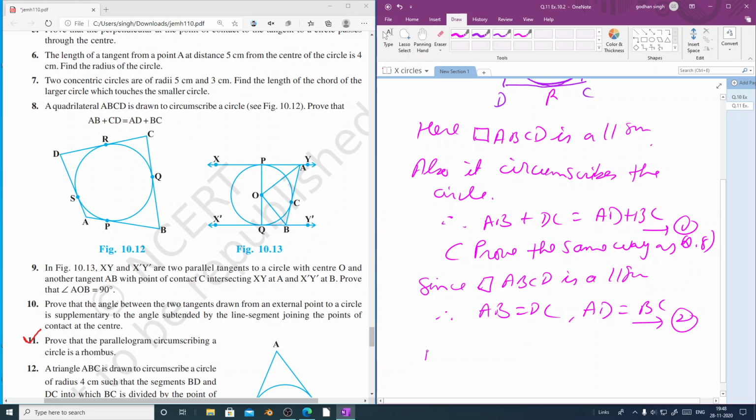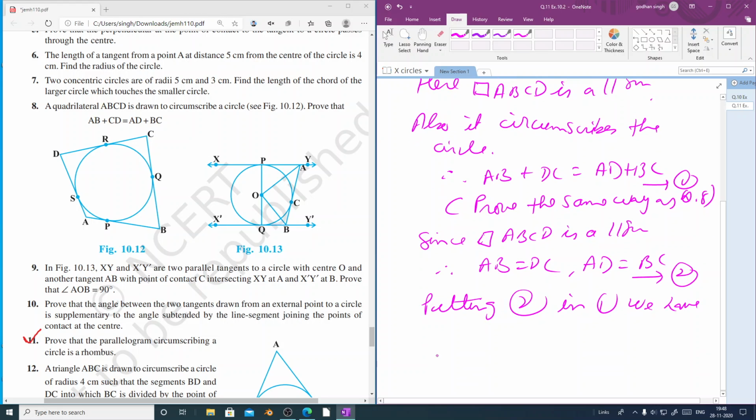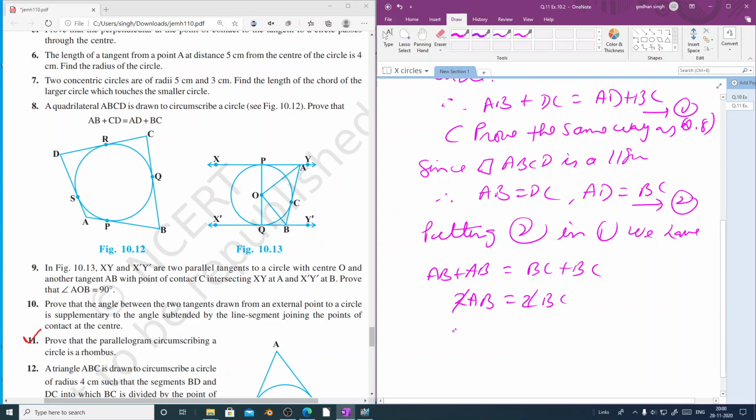Now putting 2 in 1, we have, in place of DC we'll put AB. So we get AB plus AB equals, and in place of AD we can put BC, so BC plus BC. So we get 2AB equals 2BC. The 2 on both sides can be cancelled. Therefore AB equals BC.